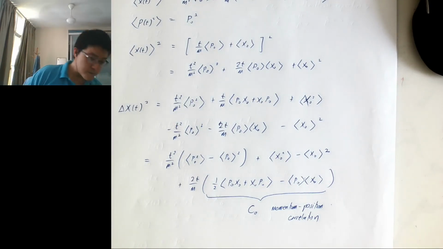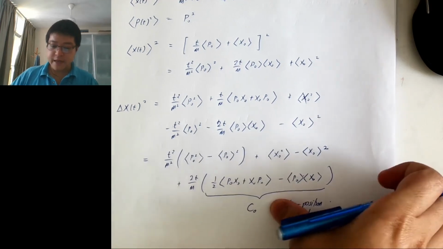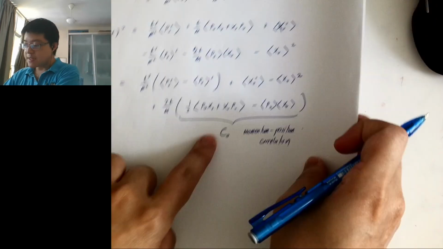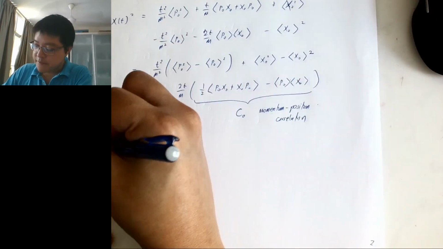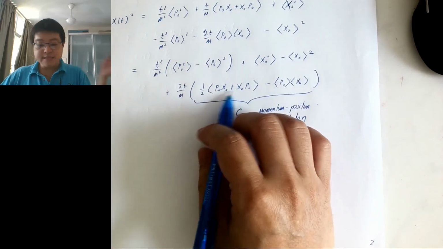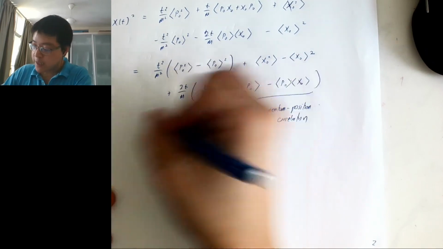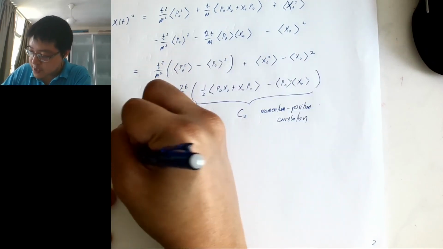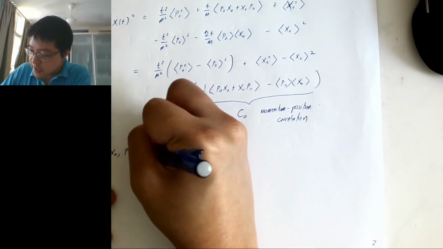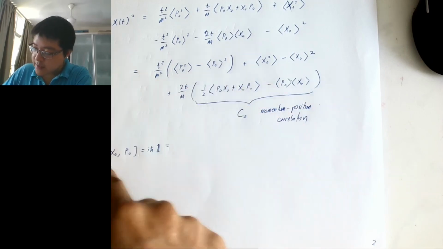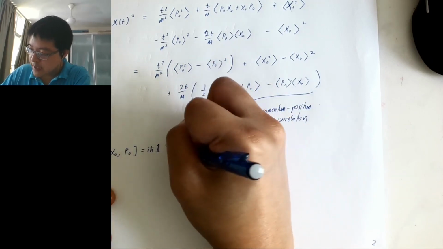But now we want to calculate them explicitly. And firstly, let's look at this term for a little bit. There is a px xp, right? We can try to simplify this a little bit, because what we can use is the commutator xp. So xp is i h bar identity, and the definition of the commutator is xp minus px.